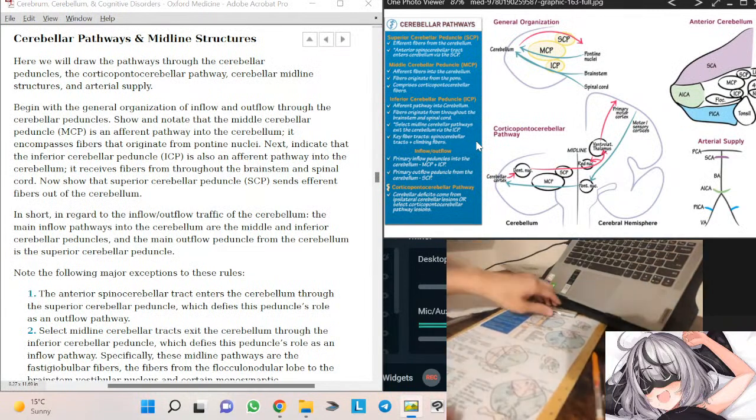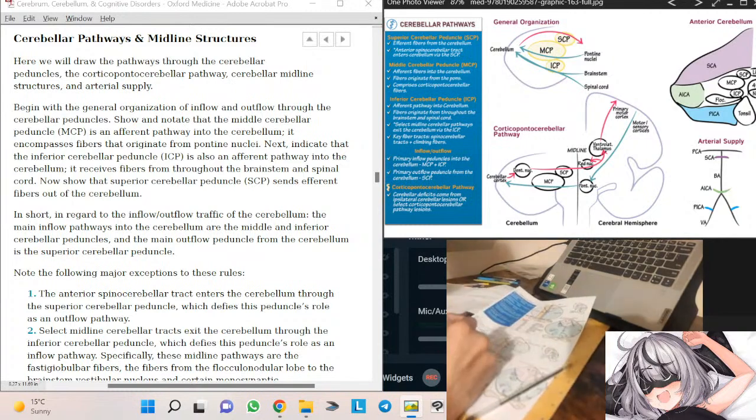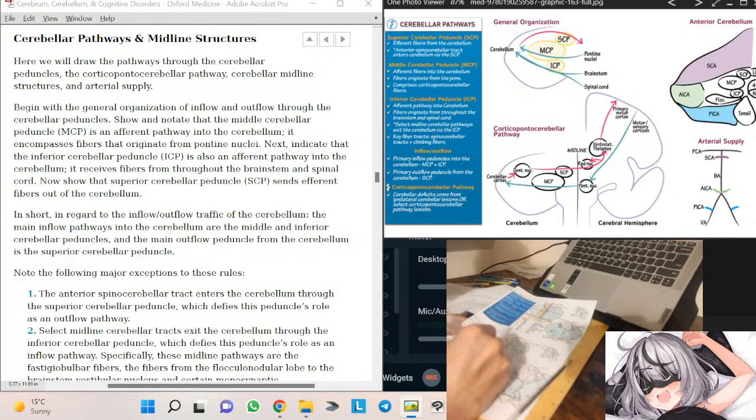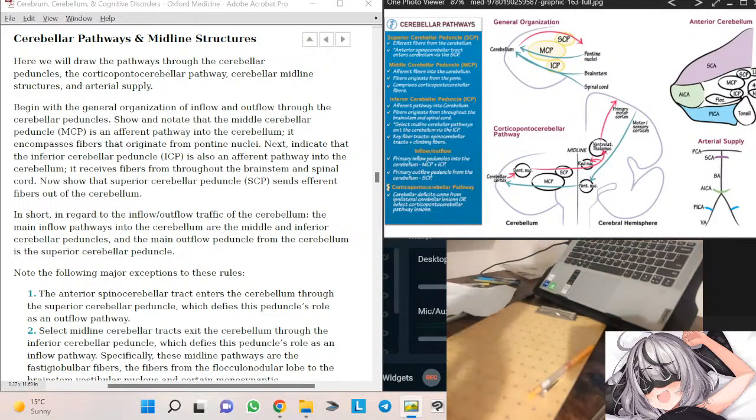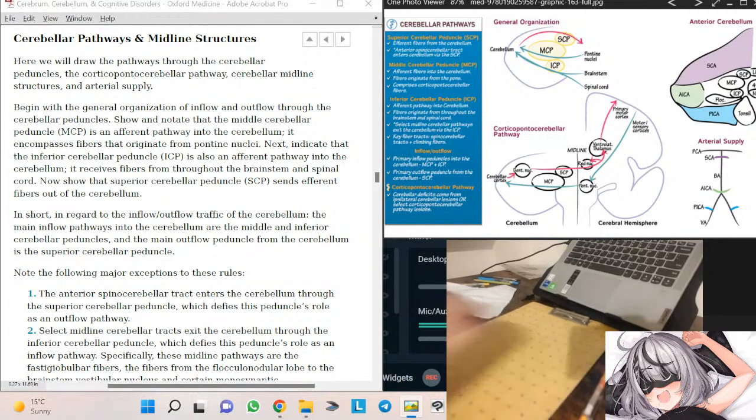Okay, so let's move on to the next. Cerebellar pathways and midline structures. Here we will draw the pathways through the cerebellar peduncles, the cortico-pontocerebellar pathway, cerebellar midline structures, and arterial supply.